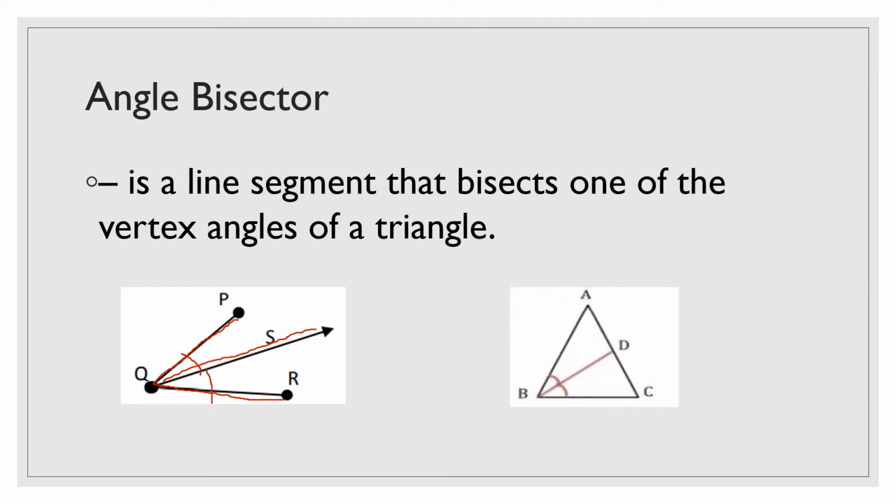So let's now have another illustration. In triangle ABC, BD is an angle bisector of angle ABC. Now, we can say that angle ABD is congruent to angle CBD, and angle ABC is equal to the sum of angle ABD and angle CBD.